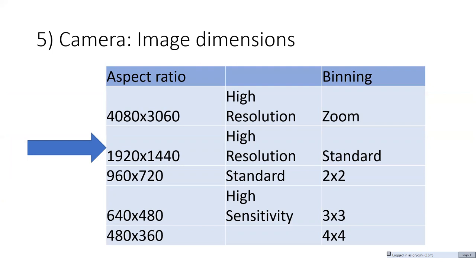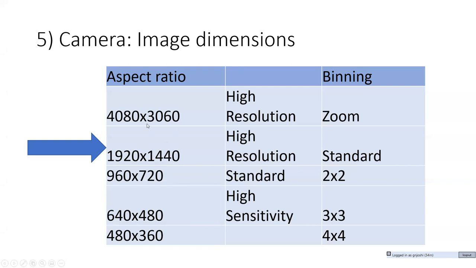So the image dimensions that you can get using the camera is 1920 by 1440. That's the high resolution standard image that you should always acquire. Now, there are situations in which you will be acquiring images which might be at a standard resolution. What that means is the image dimensions are changed now. It will be a smaller image, 960 by 720 pixels, which also means that this is going to be binned. Now, you also have an option to acquire the image at 1920 by 1440, and you can save it at a lower aspect ratio, okay?